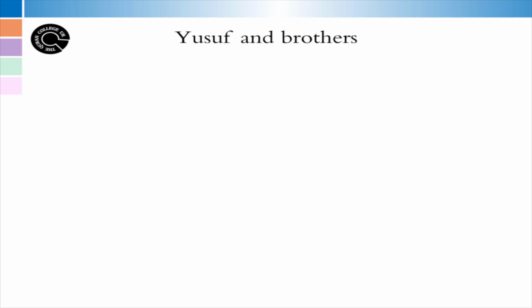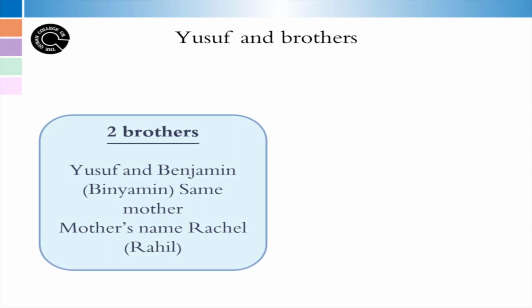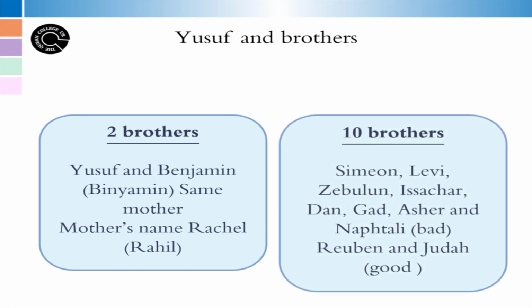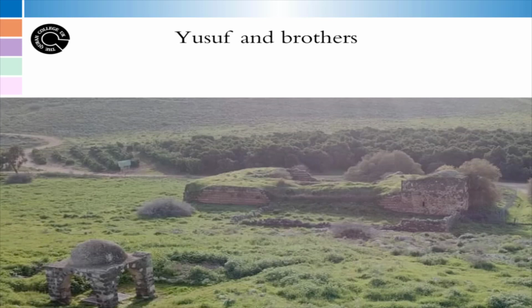Yaqub alayhi salam had 12 sons. Yusuf and Binyamin were from the same mother, and the other 10 were from their stepmothers. Among the 10, 8 were bad and 2 of them were good. Though they all conspired against Yusuf alayhi salam, the 2 did not want to kill him. The stepbrothers planned to murder Yusuf. Therefore, they persuaded Yaqub alayhi salam, their dad, to send Yusuf with them so that he could eat well and play while they were at work. They brought him here to kill him in this valley.